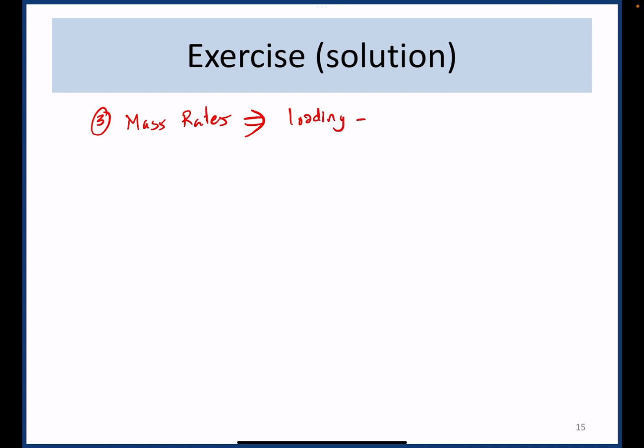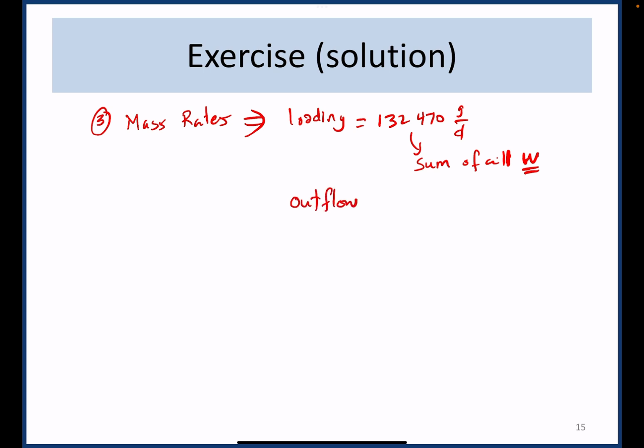You just sum them all up. That's 132,470 gram per day. Sum up of all the loading. This is the sum of all loading.